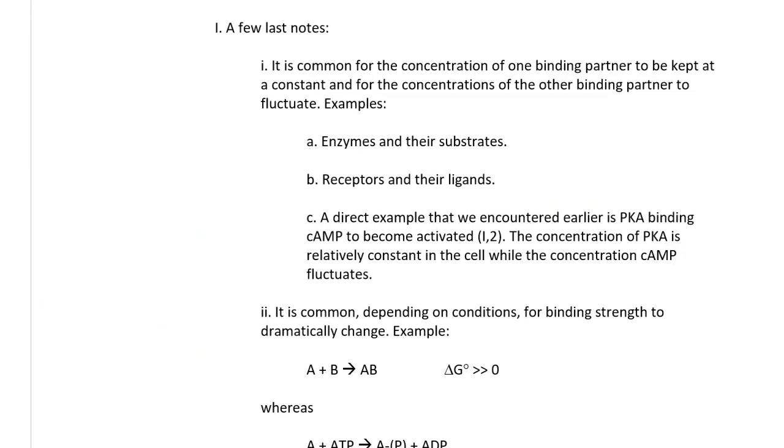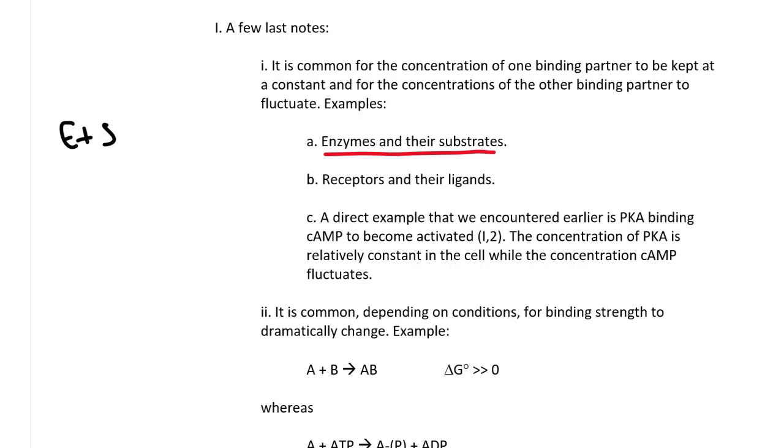A few last notes. It is common for the concentration of one binding partner to be kept constant and for the concentration of the other binding partner to fluctuate. Example: enzymes and their substrates. We have gone over cellular respiration and glycolysis. The concentration of hexokinase and all those other enzymes in the glycolysis pathway are going to be pretty constant in the cell. What changes is the substrate.